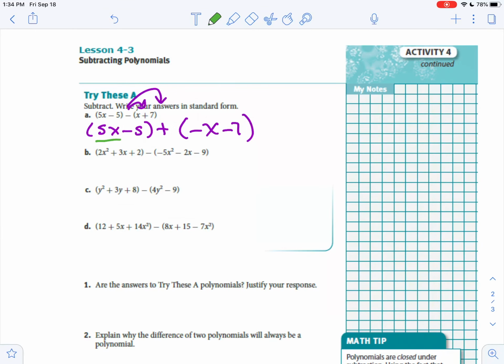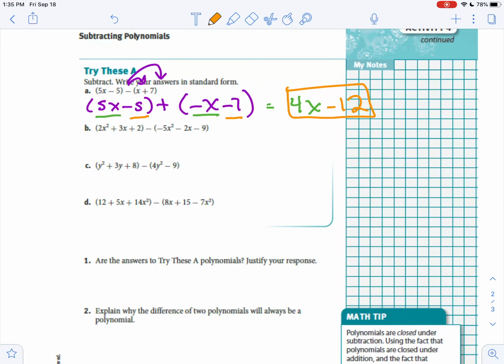If I combine 5x with a negative 1x, I get 4x. Combine a negative 5 with a negative 7, I get negative 12. And that's my final answer: 4x minus 12. It might not be as difficult with that, but when you get into part B where you have several more negatives, it's always a good idea to rewrite your expression. So we're going to do it for part B as well. The first whole polynomial is going to stay the same: 2x squared plus 3x plus 2.